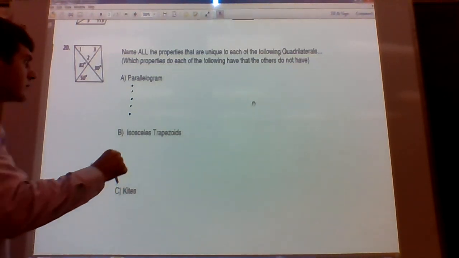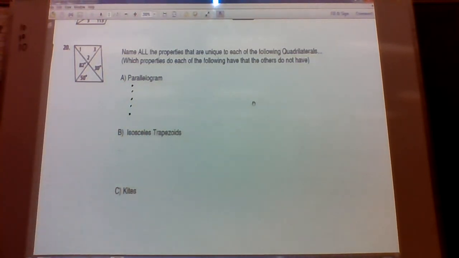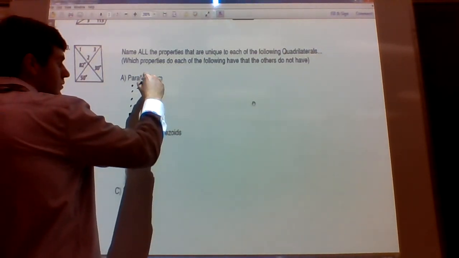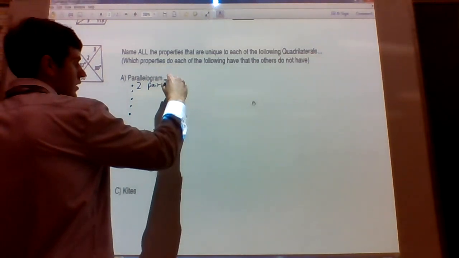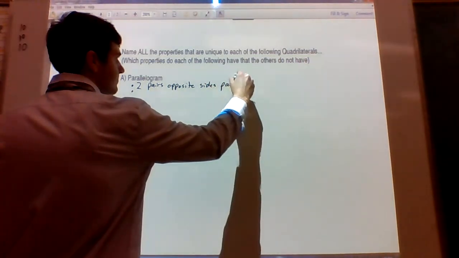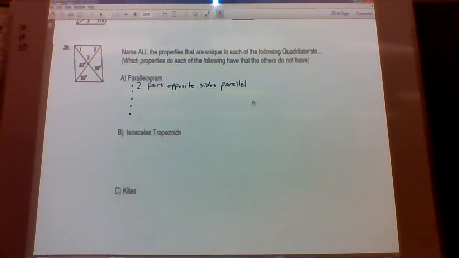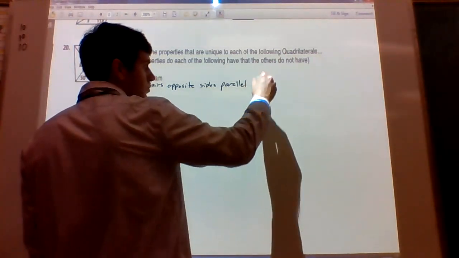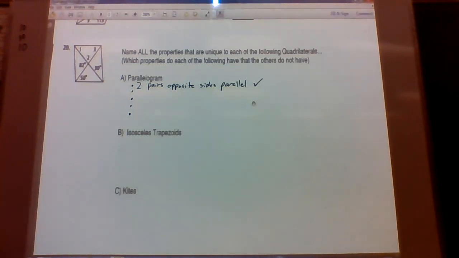But let's see. So parallelograms have 2 pairs of opposite sides that are parallel. So rectangles, rhombuses, and squares are parallelograms. Our other 3 that we have are trapezoids, isosceles trapezoids, and kites. Trapezoids, including the isosceles trapezoids, have 1 pair of parallel sides. Kites have no pairs of parallel sides. So yes, this one is going to be a unique property of the parallelogram.